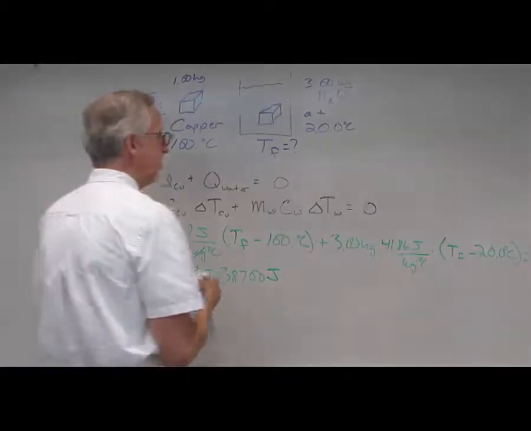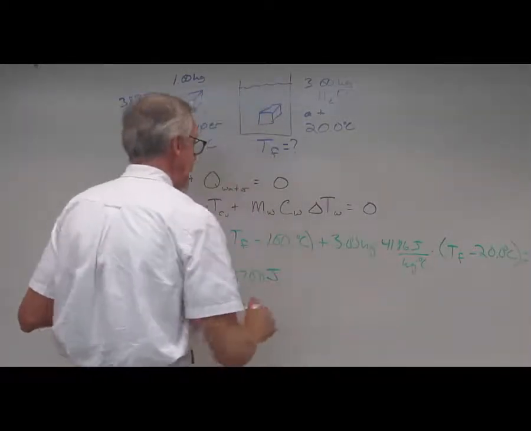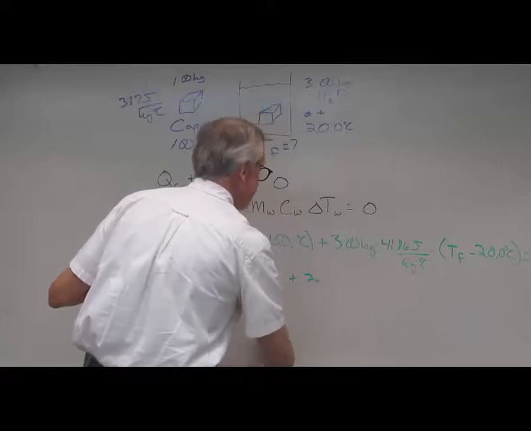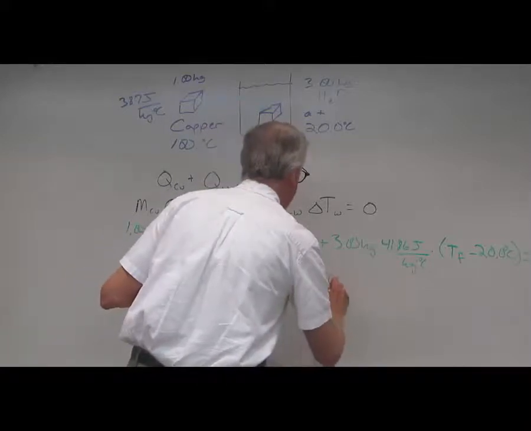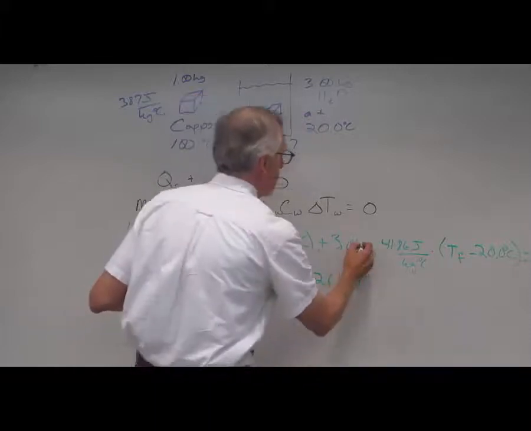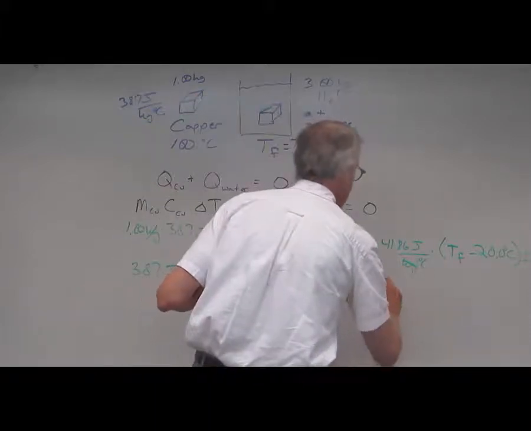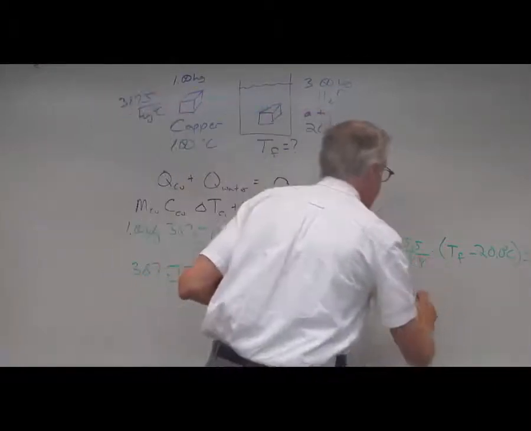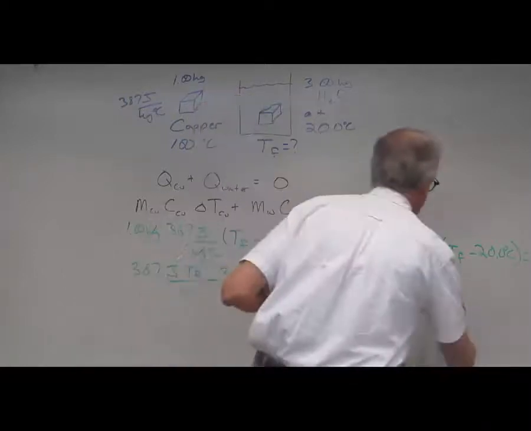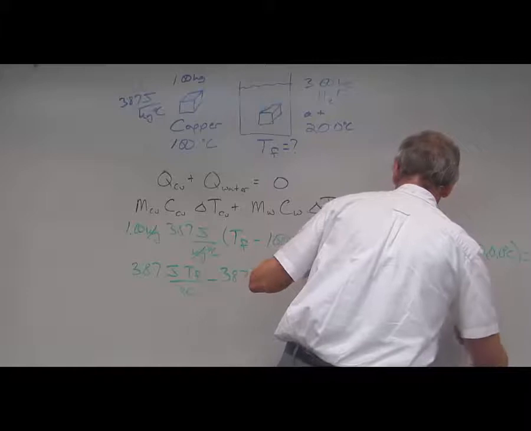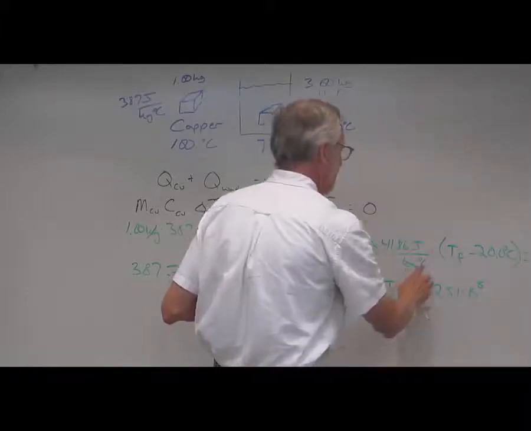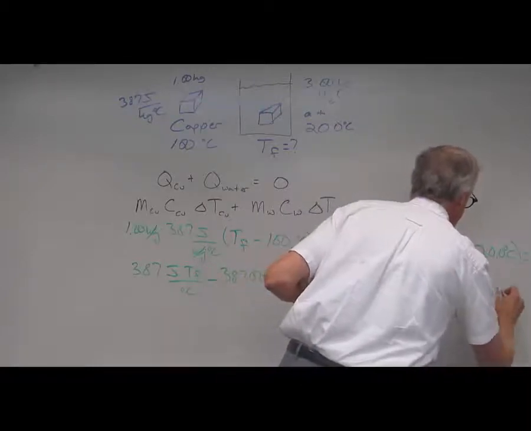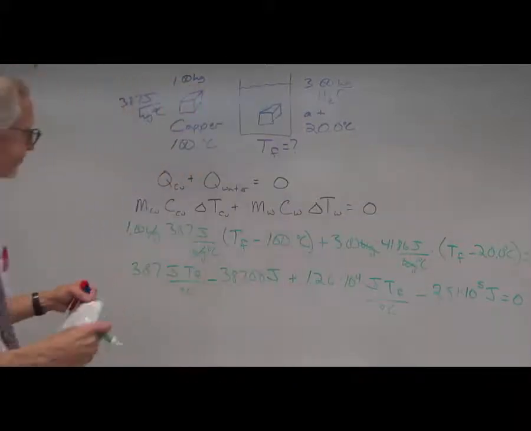And then we'll have 3 times 4186, so we have plus 1.26 times 10 to the 4th. Notice the kilograms cancel. We'll have joules temperature final per degree Celsius. And then minus that quantity times 20, that is 2.51 times 10 to the 5th. And again, the degrees Celsius will cancel and we'll end up with joules. And all of that equals 0.